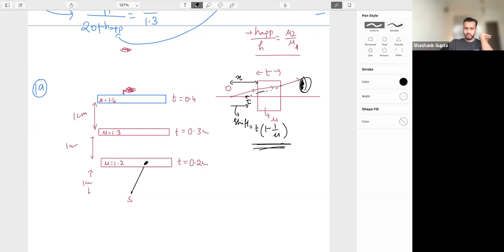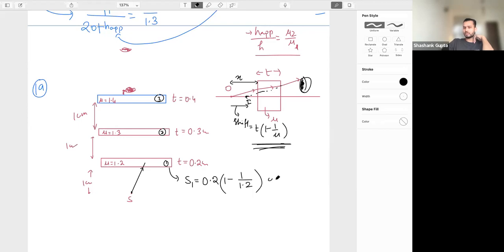Suppose a ray is going in this direction, it will first fall on this, and the refraction will happen two times, but I don't care. I only care about how much the shift happens because of the first slab. This is my second slab, this is my third slab. The shift due to the first slab I'm writing as S1. Due to this slab, the shift is T times (1 minus 1 by mu). T is given as 0.2, so 1 minus 1 upon 1.2.